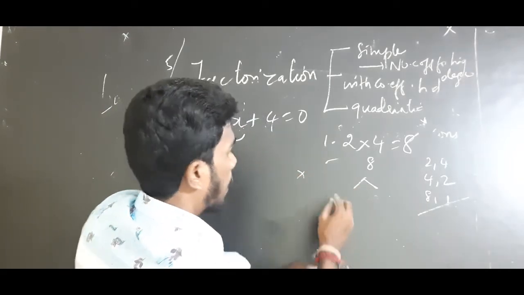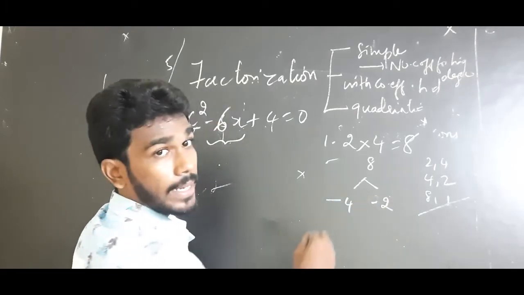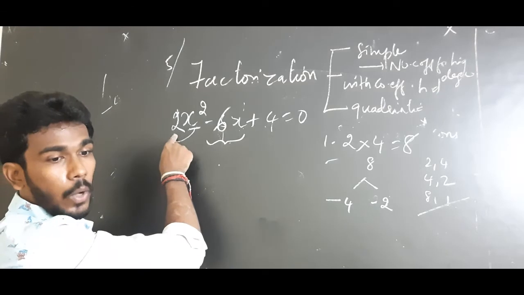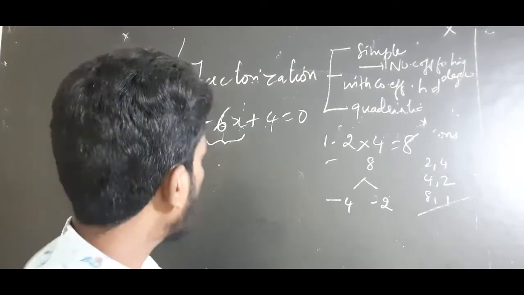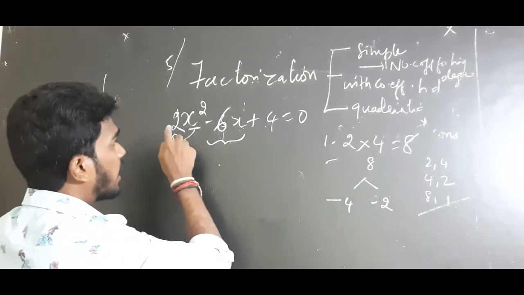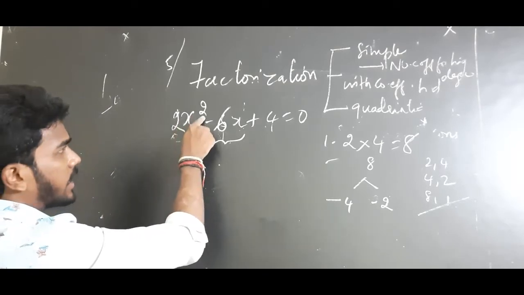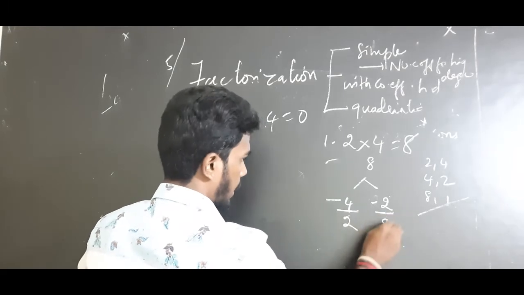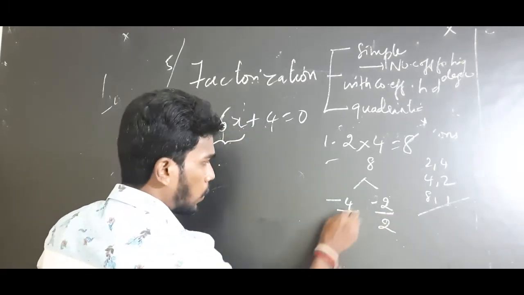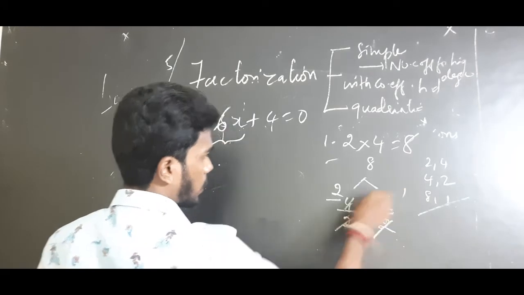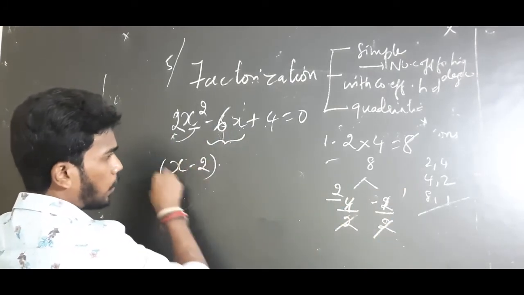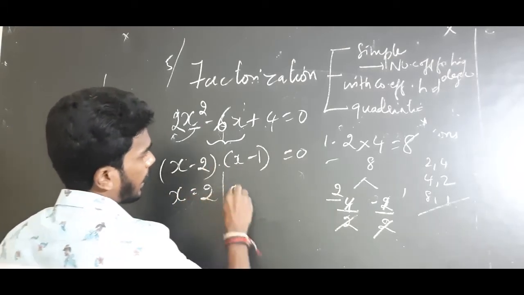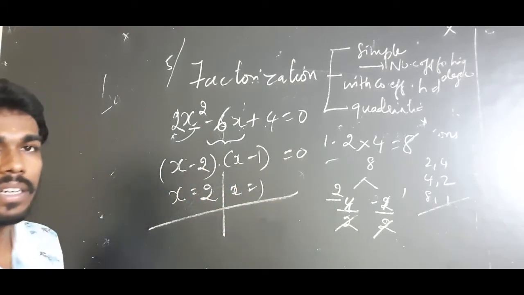So minus 4 and minus 2 is there, right? Now, whose highest coefficient is 2? If you have a coefficient for the highest degree, you have to divide it as per the second rule. So divide by 2, divide by 2, right? So 2, 2, 1. So x minus 2, x minus 1 will be equal to zero, x will be equal to 2 and x will be equal to 1. This is how you carry out the factorization.